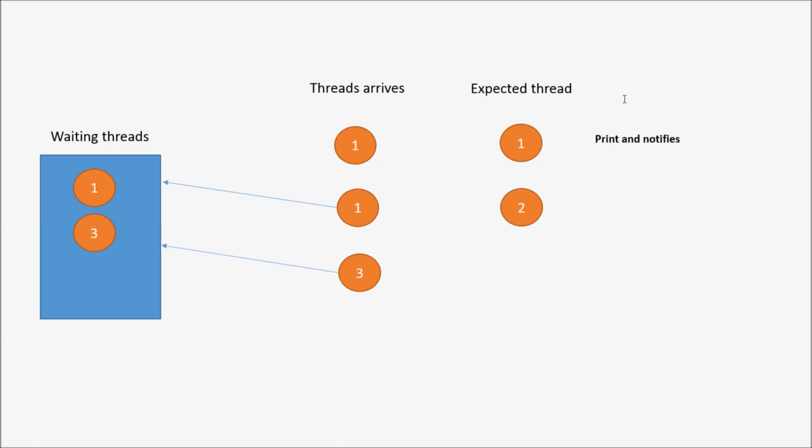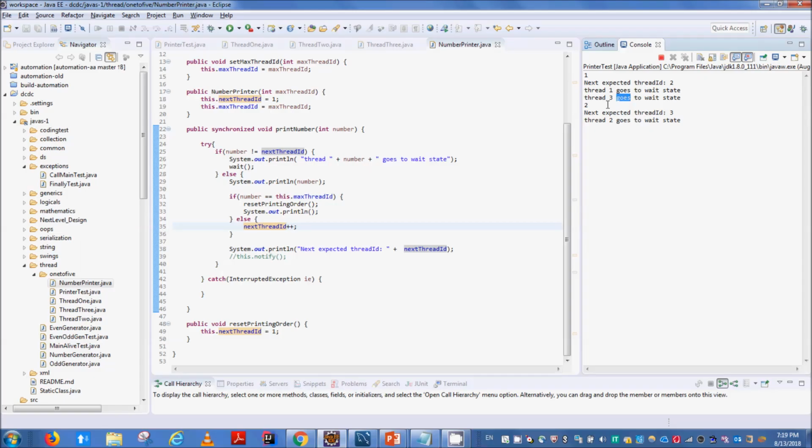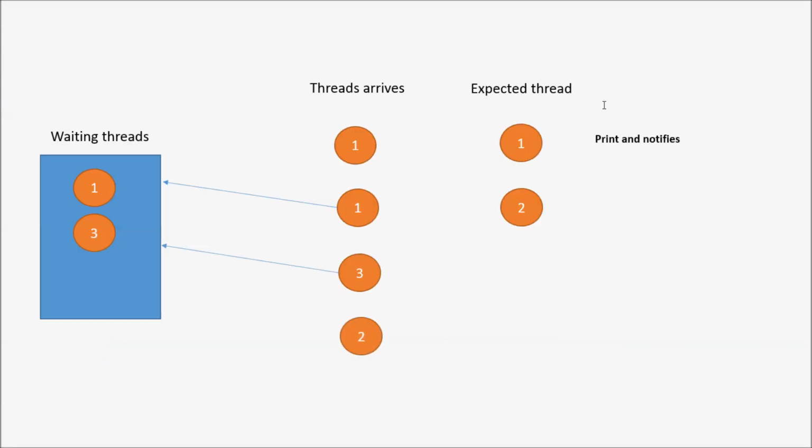Then what we see here, 2 comes. Good, it matches our condition when 2 comes, and we print it. After printing we increase our expected thread to be 3. Then automatically it notifies one of the threads which is waiting here. It is expecting 3 and it notifies one of them.